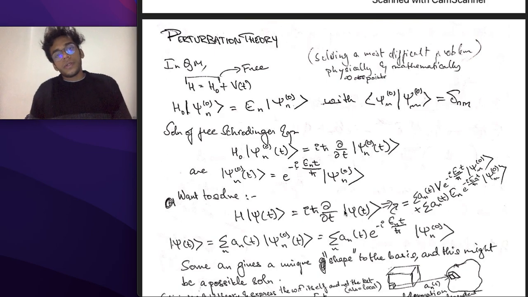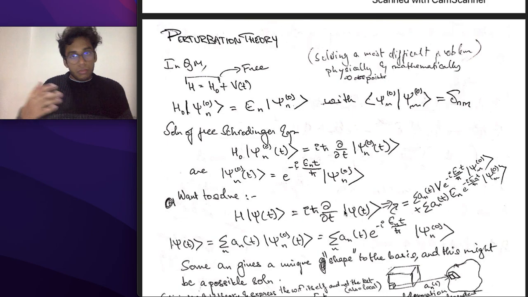Okay. So, back to quantum mechanics. In quantum mechanics, you have studied perturbation theory very well, and basically you have your free Schrodinger equation, and then you have a solution for that, which is basically the simple harmonic oscillator.